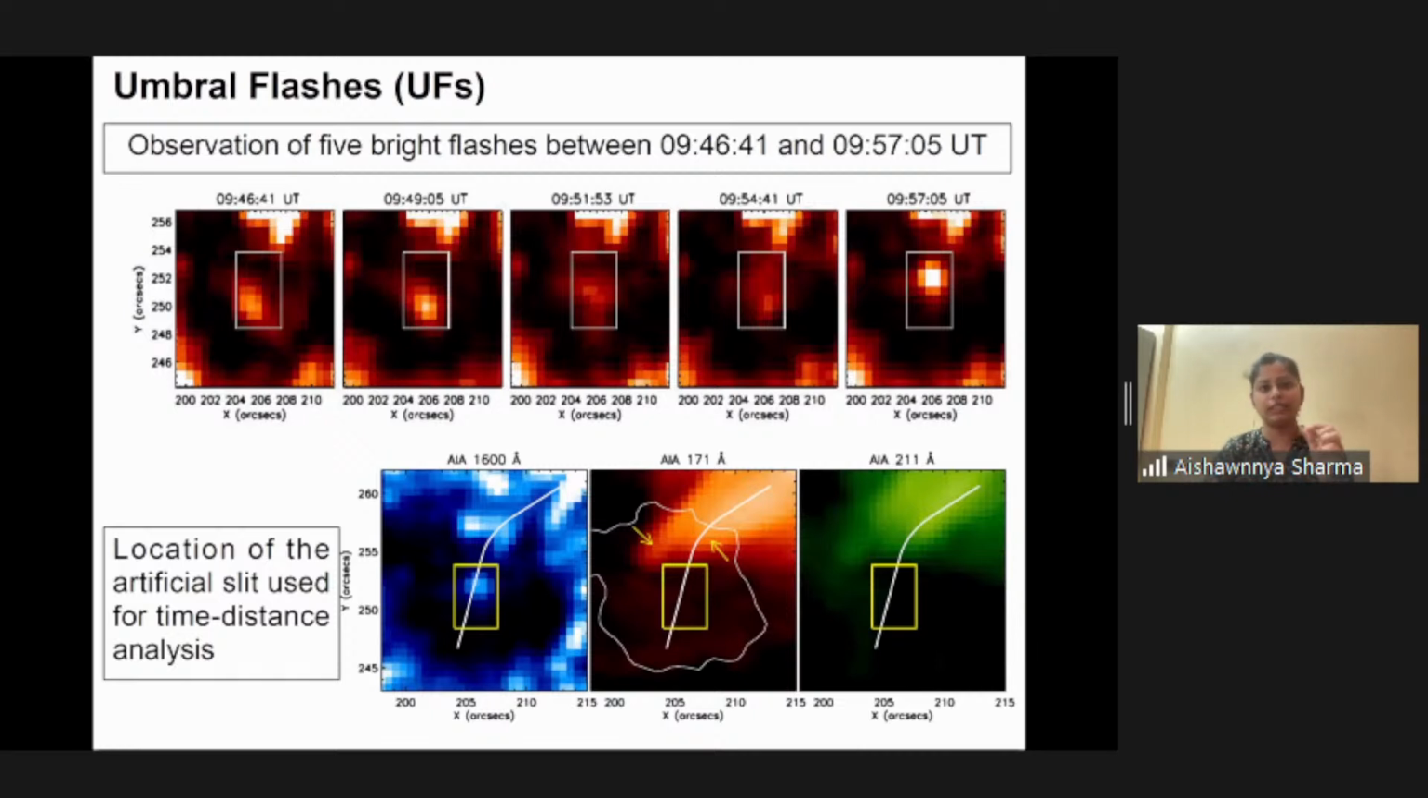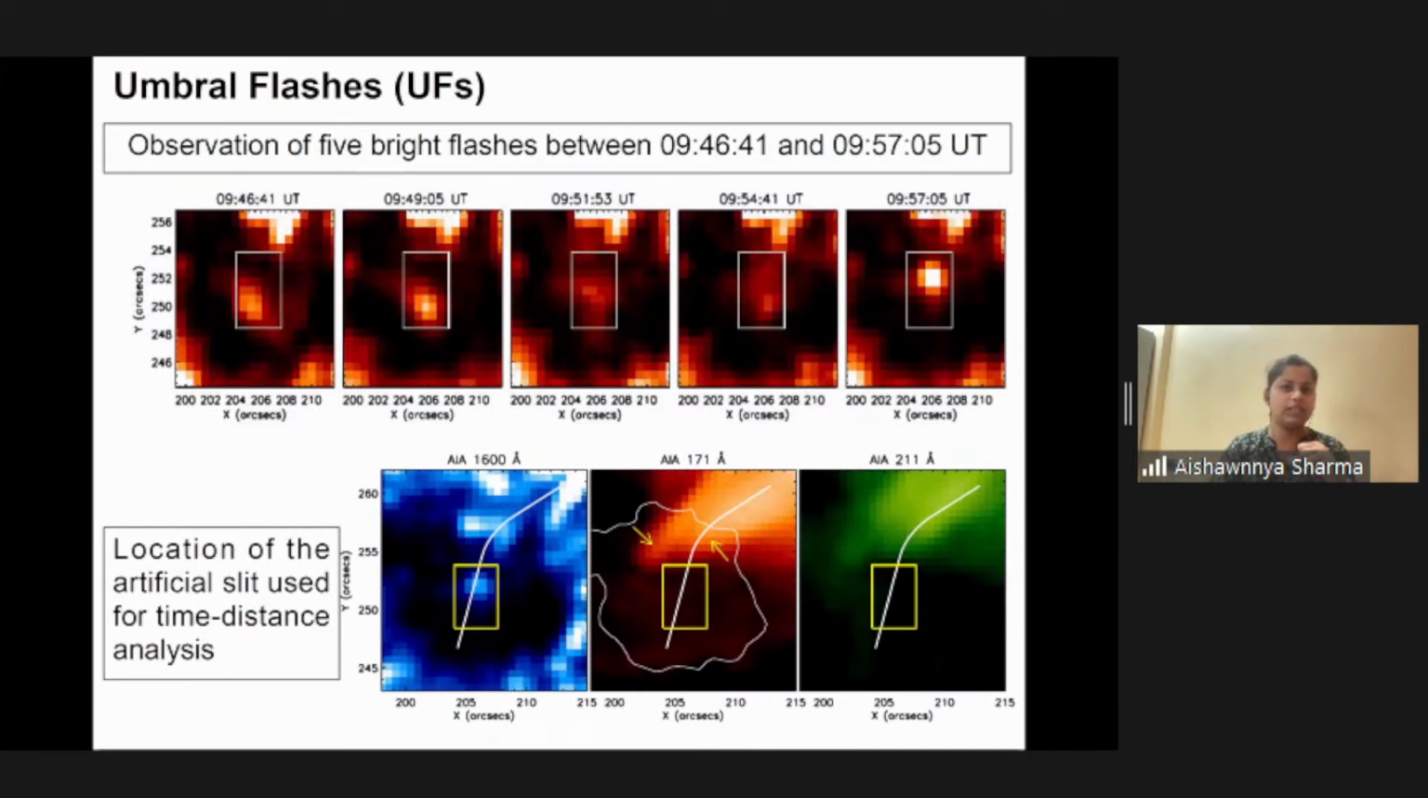During our study, as I have said, we observed 5 bright flashes between 9:46 and 9:57. So during this time, we detected these 5 flashes. Now these flashes are very strong brightenings. If we see their light curves, meaning the variation of intensity with distance, they are very sharp. Okay, they are very strong brightenings.